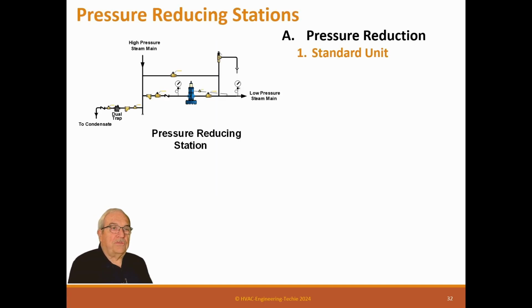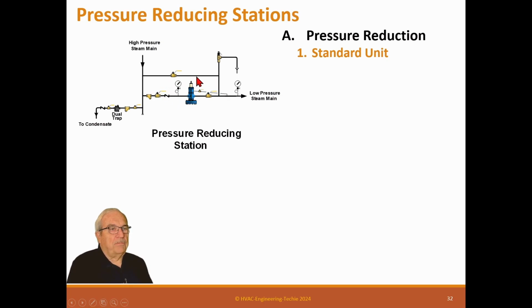So, pressure reducing stations. Say you have an 85-pound steam system, but you have something that has to be 5 pounds. So you put a pressure reducing station in. The live steam comes up, goes through the pressure reducing valve, which reduces it to whatever is required, and then it goes out. We have a couple other things here: a steam trap and a dirt leg, and a bypass in case you need an emergency bypass.